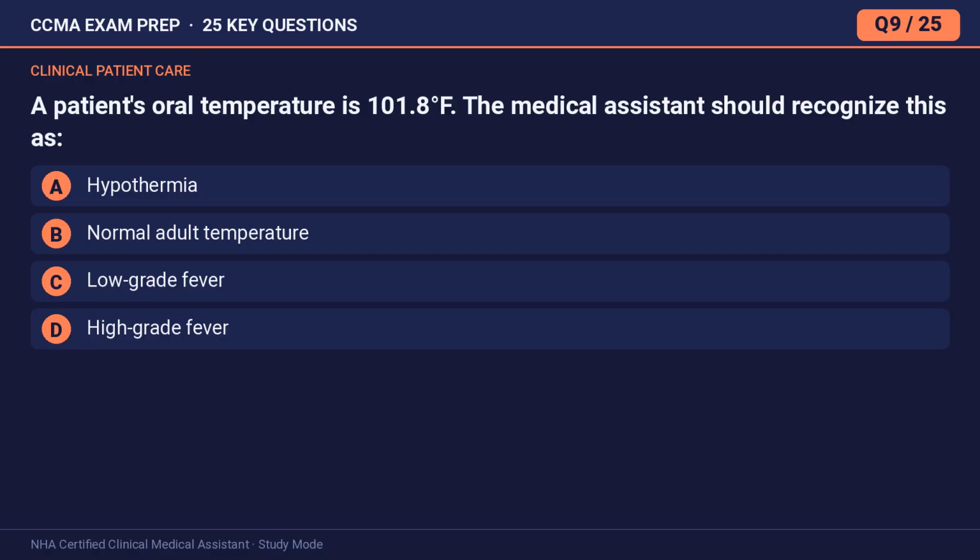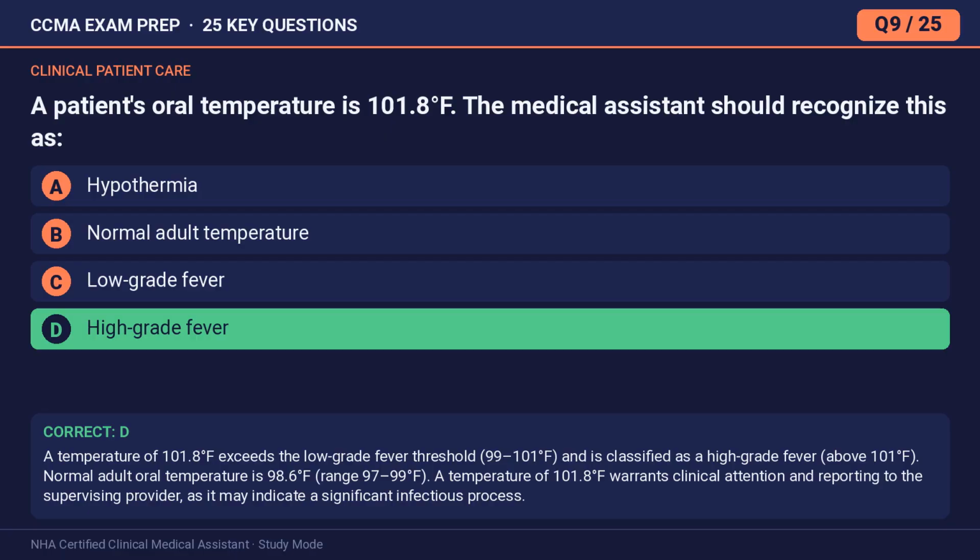A patient is scheduled for a pelvic examination. The medical assistant correctly positions the patient in which of the following? A. Sim's position. B. Trendelenburg position. C. Lithotomy position. D. Prone position.